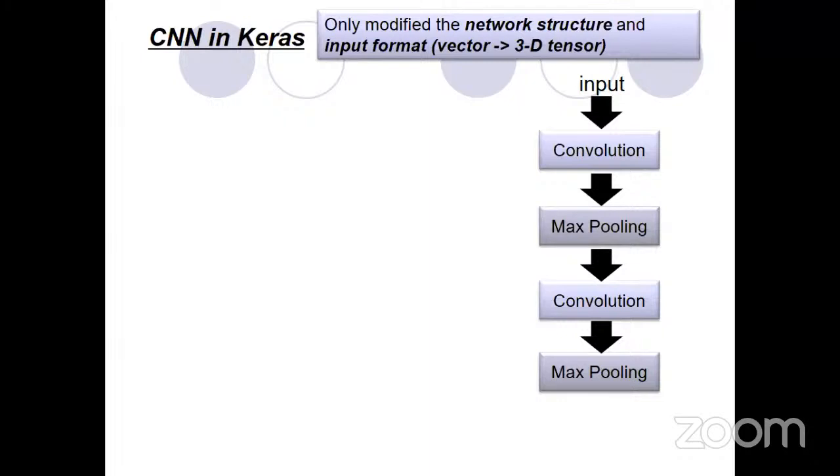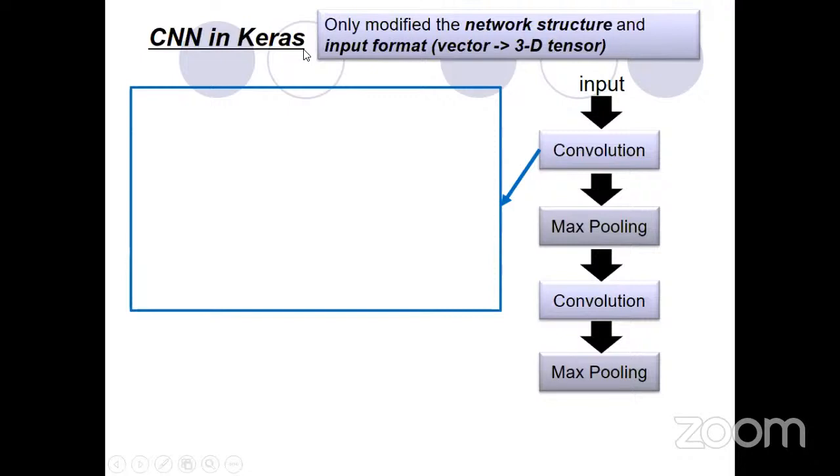Now, let's take the same CNN and say we would like to use Keras. How does the architecture work? In that case, the network architecture in a CNN is what? Convolution and pooling, so a stack of convolution and pooling layers. The input format would be a vector, which is a 3D tensor if you go to Keras.